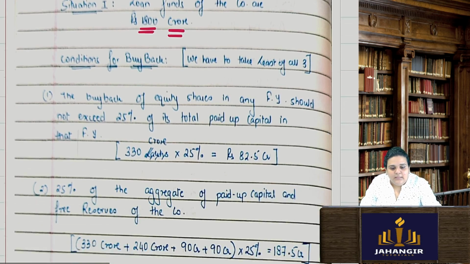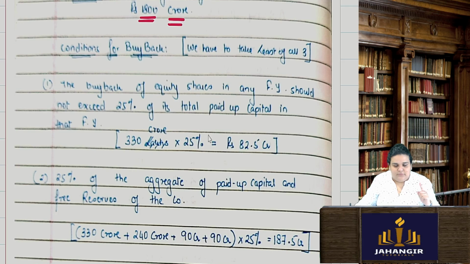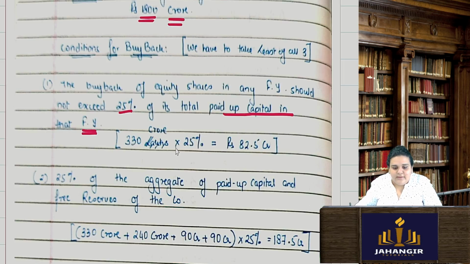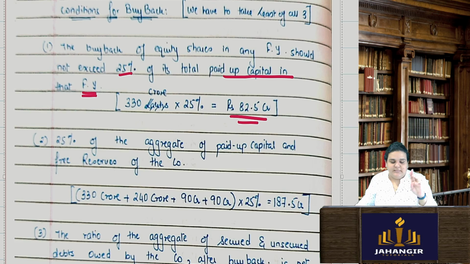First condition: the buyback of equity shares in any financial year should not exceed 25% of its total paid up capital in that financial year. So I have my total paid up capital 330. I have to calculate 25% of 330. That will come to rupees 82.5 crores, 25% of my total paid up capital.